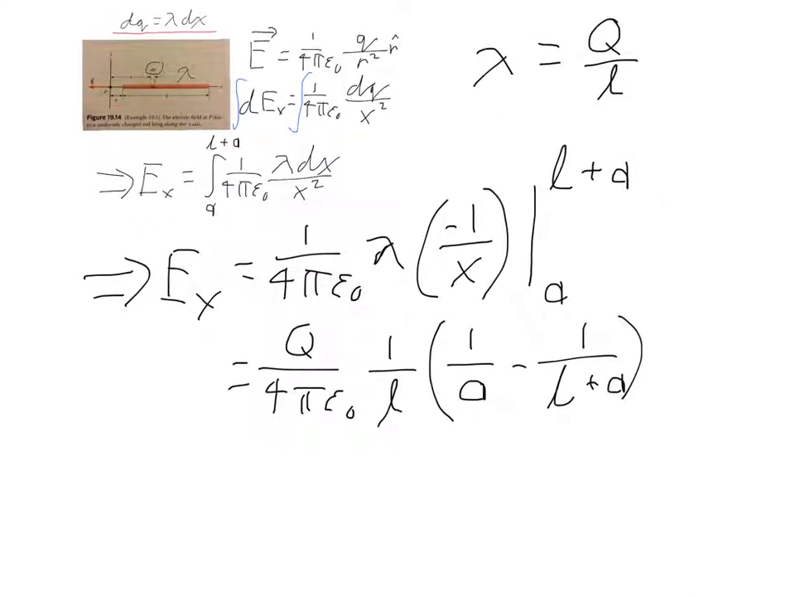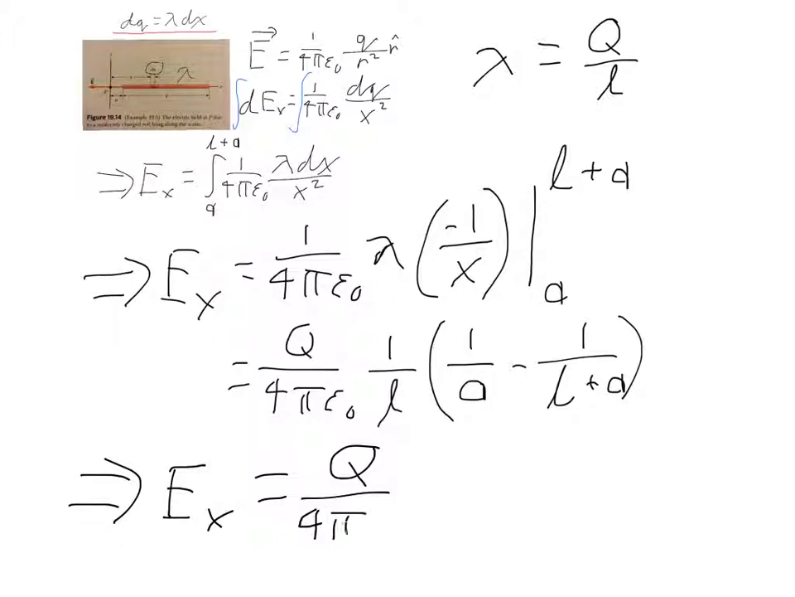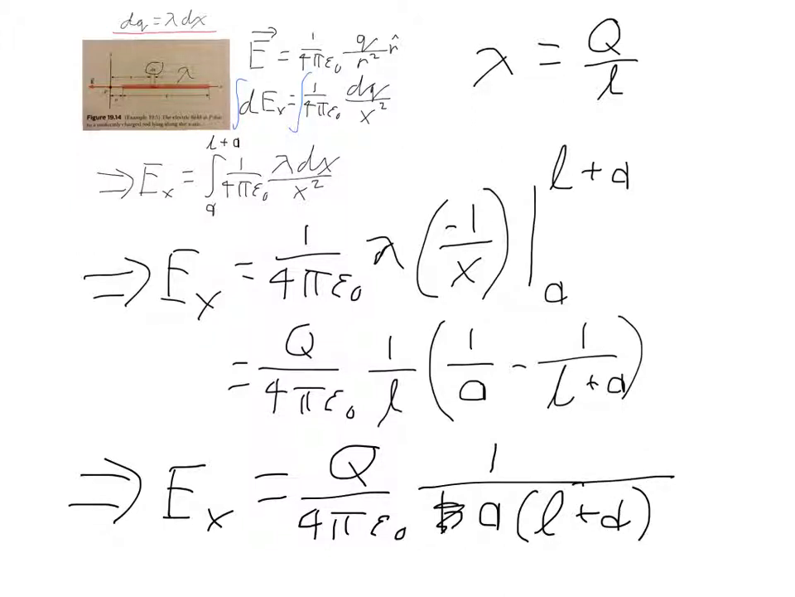I'll just make a little bit more space because I like to draw big. Lastly, then, we find that the electric field in the x direction is going to equal the charge in question, how much charge the entire wire has, over 4 pi epsilon naught, and multiplied by the fraction of A over L plus A. All right, not too bad. So that's the electric field from a wire of length L.